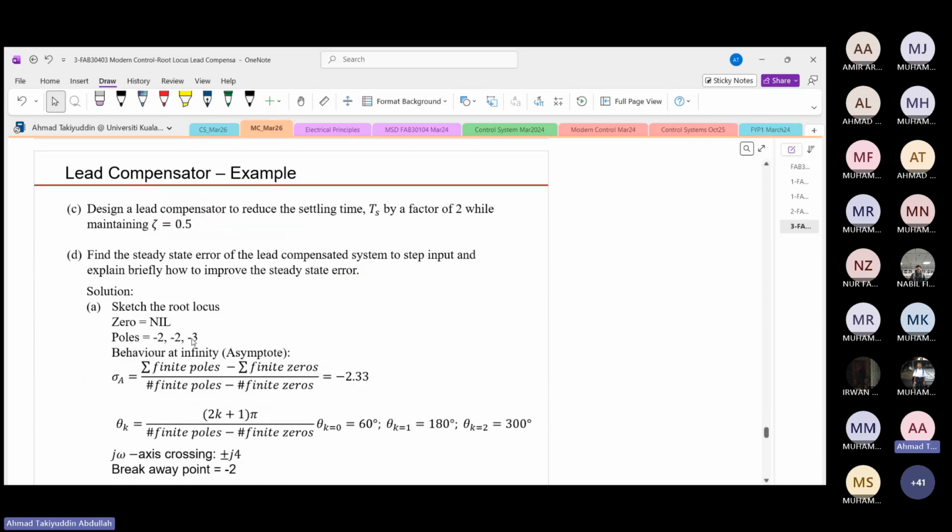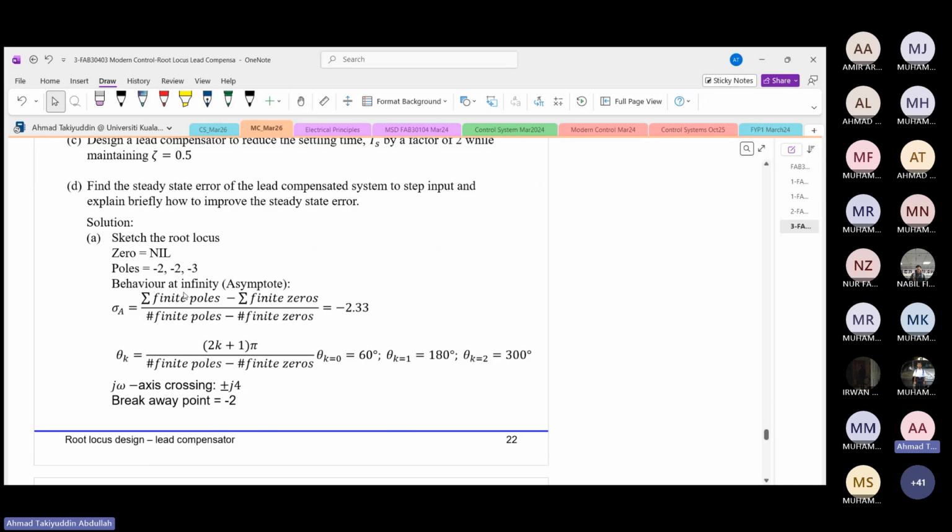Any question? Okay. So as for the behavior at infinity, you are going to have -2.33. So -2 plus -2 plus -3 minus 0, over 3 minus 0. So it will be -7 over 3, and we are going to have it as -2.33.